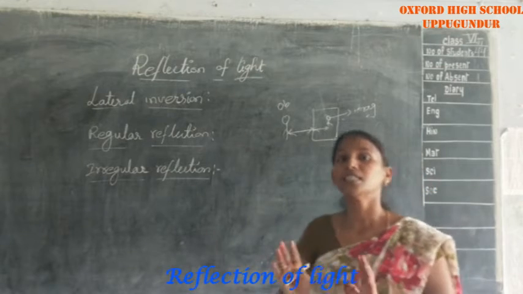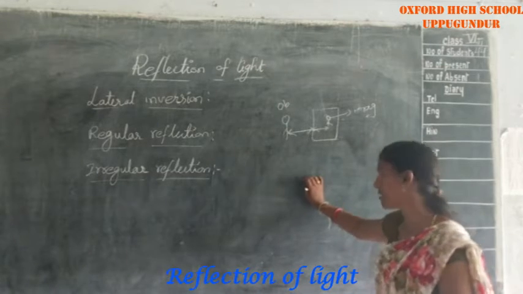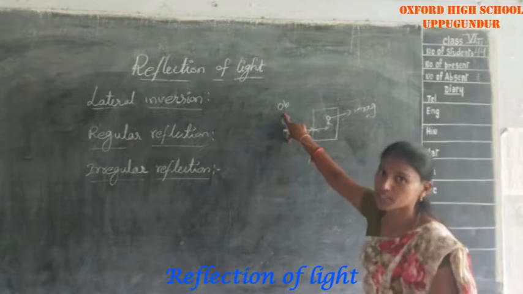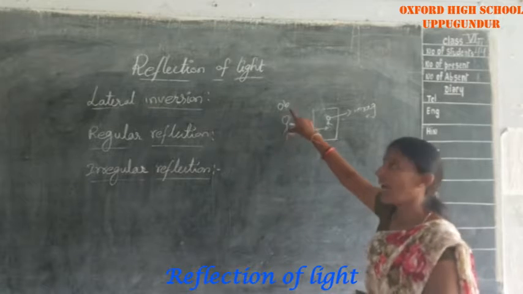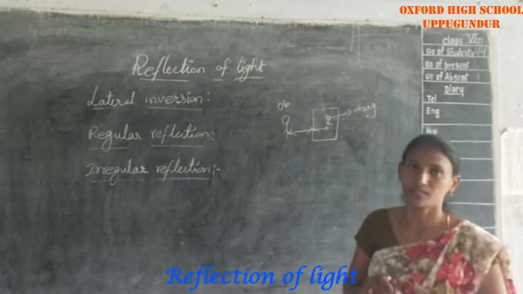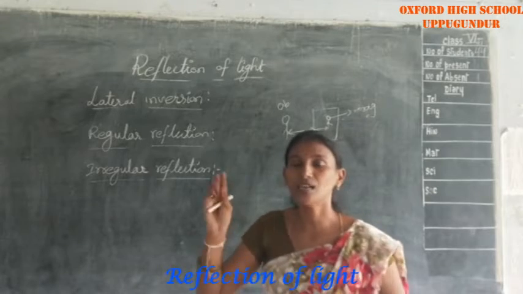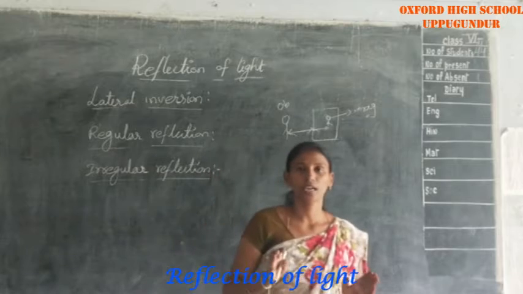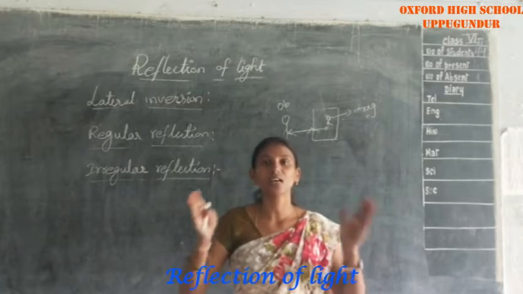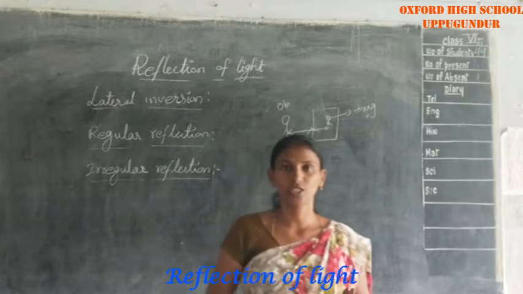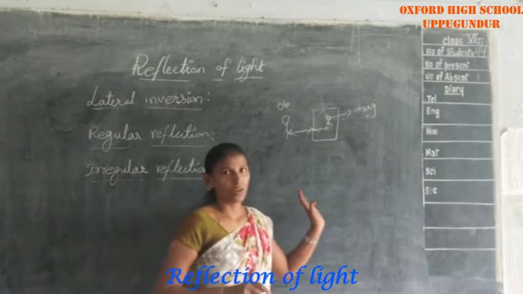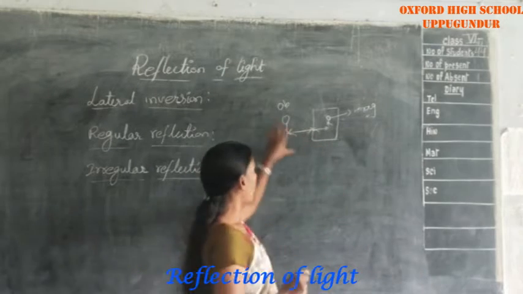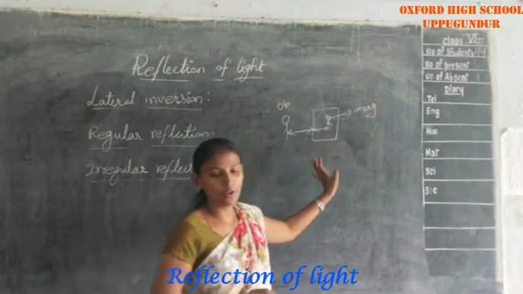One more point here: the object size and the image size are also equal. So the distances are equal and the sizes are also equal. You understood? This is the rule, the law of reflection. You are observing that condition, the law of reflection, where object size and image size are equal.